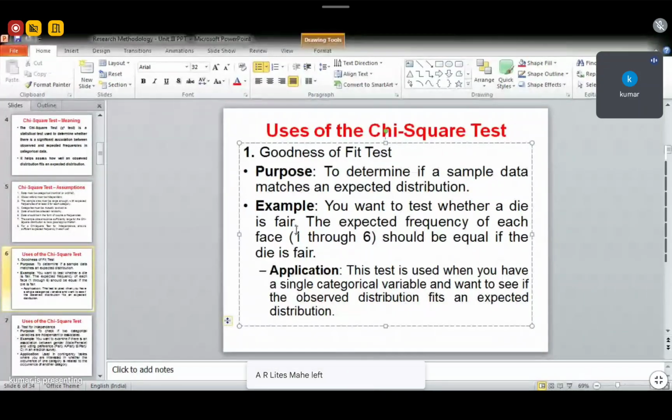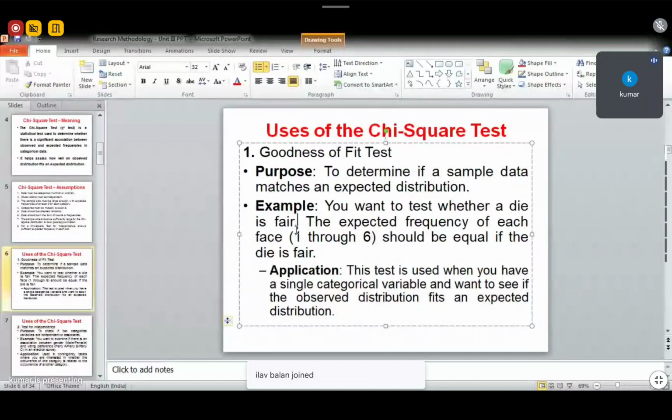If the die is not fair, suppose one side has more weight than the other sides, then naturally when you toss the die, the side with more weight will go down, and the side with less weight will come up. So in that case, you can expect what will happen when you toss a die. If you can already expect what will happen, then it is not a fair one. Therefore, to test whether a die is fair or not, this chi-square test is used.